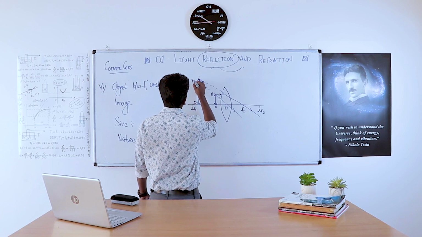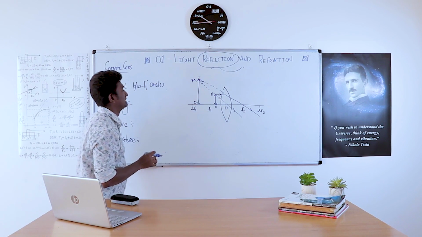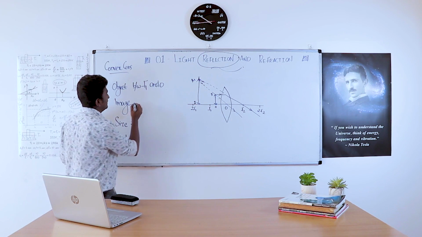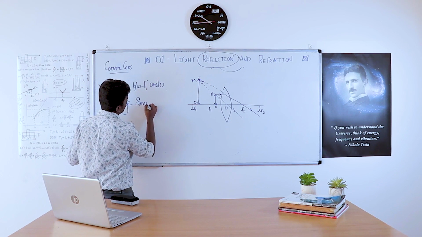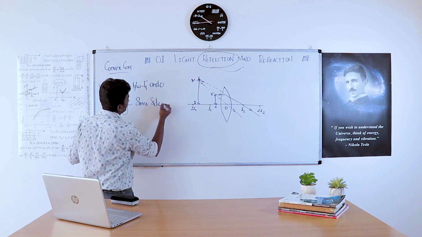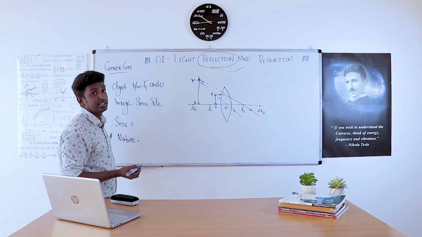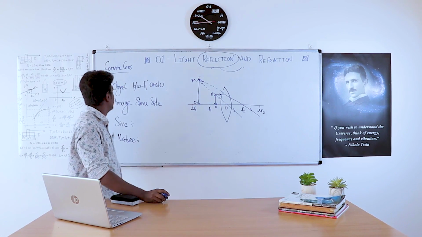So this is the image. So where is the image formed? Image formed at the same side of the, not mirror, it is lens, image formed at the same side.